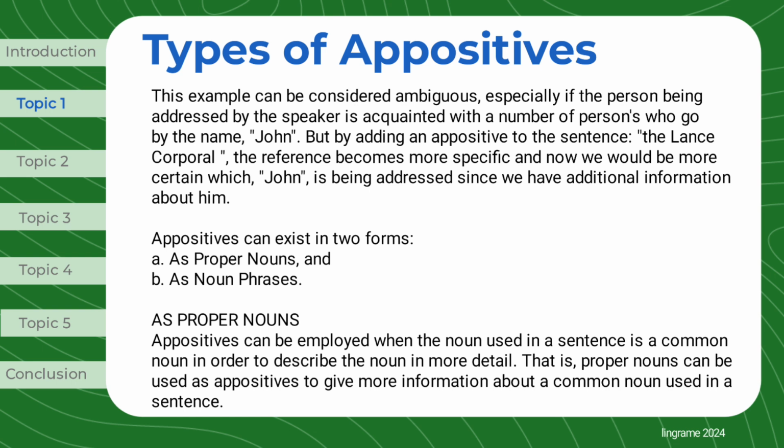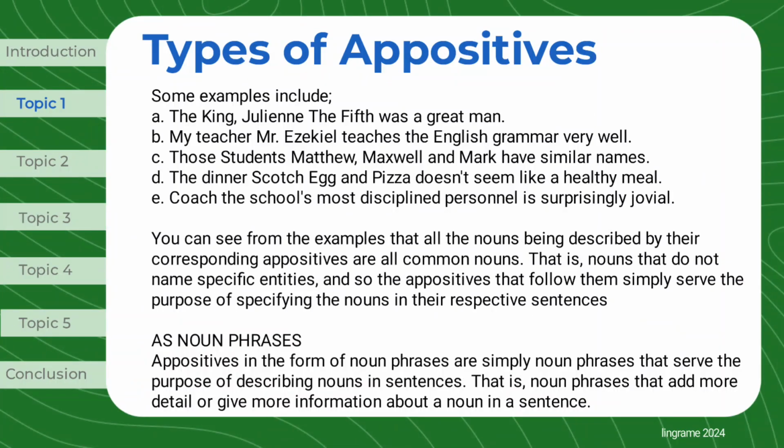Appositives can exist in two forms, as proper nouns, and as noun phrases. As proper nouns, appositives can be employed when the noun used in a sentence is a common noun in order to describe the noun in more detail. That is, proper nouns can be used as appositives to give more information about a common noun used in a sentence. Some examples include, the King, Julian V, was a great man.